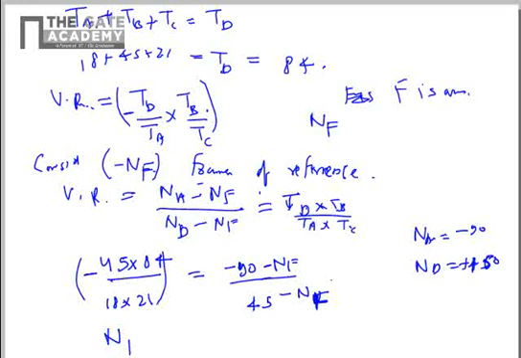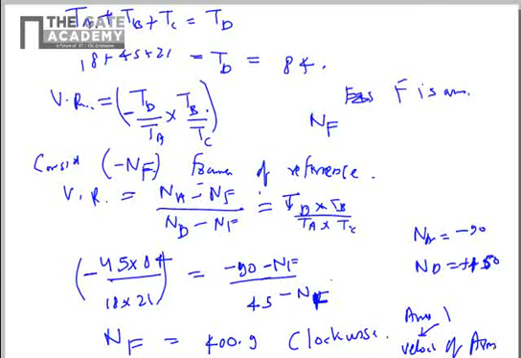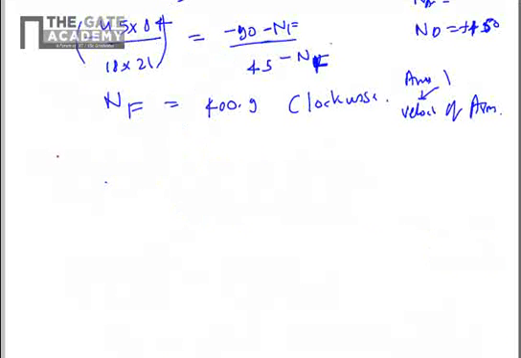If you simplify this equation and solve for NF, you will get NF equal to 400.9, a positive value, so it will be clockwise. So we have found the answer for part 1, the velocity of the arm. Now for the second part, the angular velocity of E is asked.